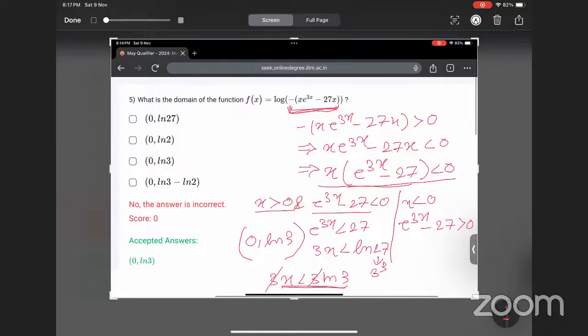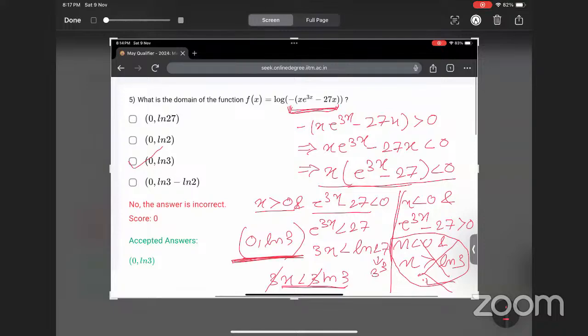And from the other case, we will get x is less than 0 and x is less than ln 3. But is this possible together? No, ma'am, this is not possible, right? So we will not consider this case. We will consider only the possible case. So this is the domain. Is it clear now? Yes, ma'am.